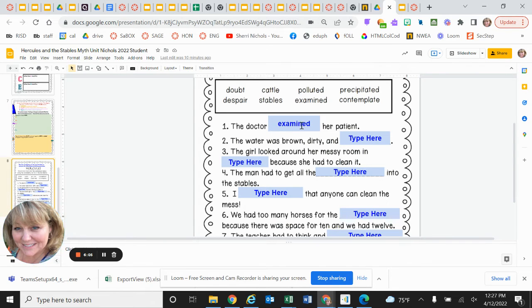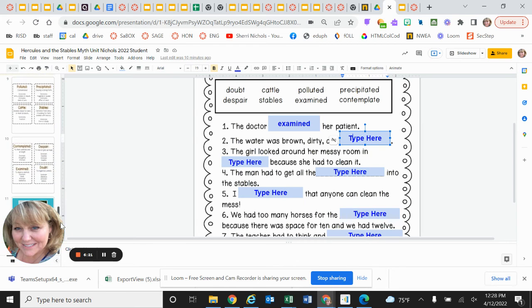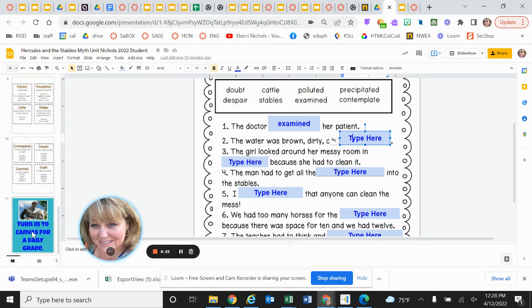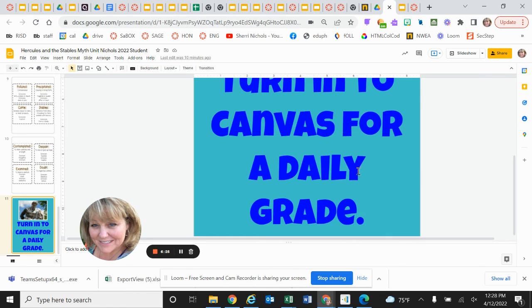The doctor blanked her patient. The doctor examined her patient. The water was brown, dirty, and you're going to pick one of these words that makes sense, that fits here. So the water was brown, dirty, and you'll just start typing polluted. And then when you're finished with all of this, you can be sure to turn it into Canvas for a daily grade. Awesome.